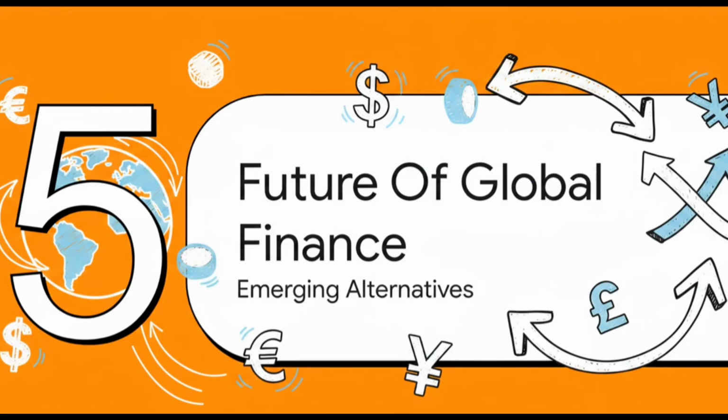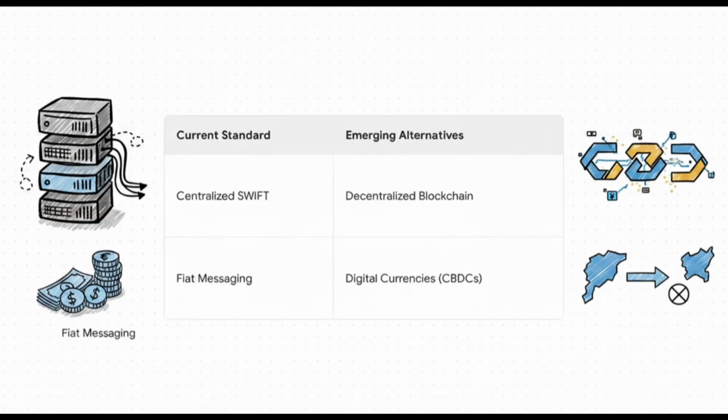Which brings us to a really fascinating crossroads. Let's move to part 5, the future of global finance. Right now, the current standard is SWIFT. It's a centralized, legacy network focused on standardized messaging for traditional fiat currencies. But there are emerging alternatives that are fundamentally challenging this model.